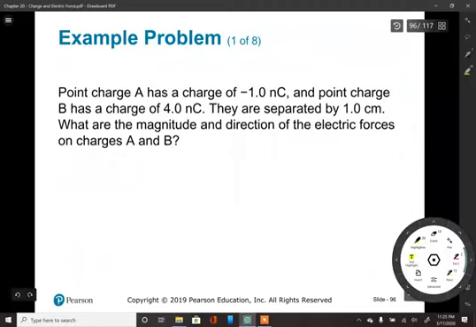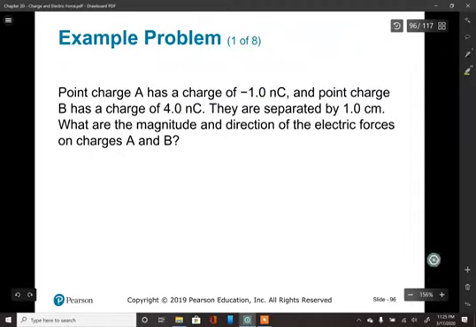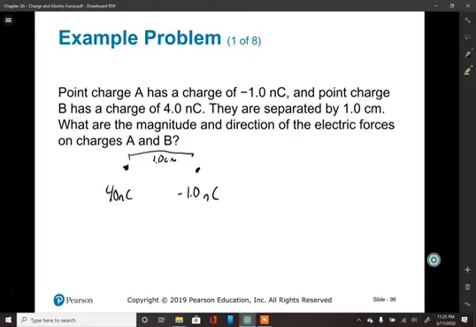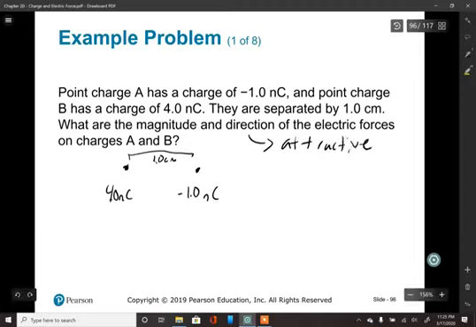This is now an example that was not done for you as much. So we have a charge here and a charge here. This is 4 nanocoulombs. This is negative 1 nanocoulombs, and this distance is 1.0 centimeters. And we want to know the magnitude and direction. Well, the direction is easy. It's attractive. They're opposite charges, they attract. The net force is going to be like that.